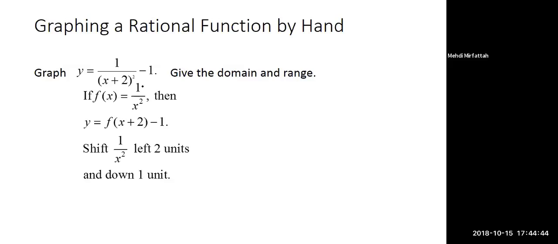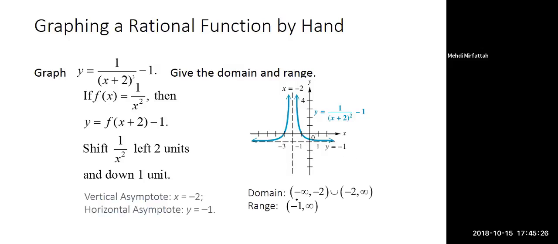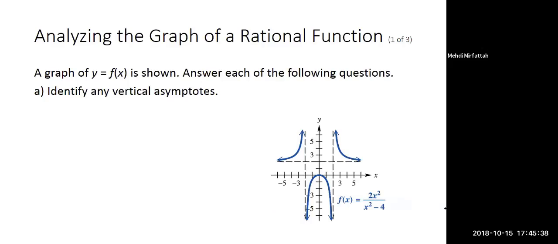The graph of y is equal to 1 over x squared is shifted to the left 2 units because here we have x minus minus 2. So shifting to the left 2 units. And then this is minus 1. You're going to shift down 1 unit. So as you can see, the same graph shifted. And the asymptotes now would be x equal to minus 2 and y is equal to minus 1. These are your vertical and horizontal asymptotes. And the domain would be from negative infinity to negative 2, negative 2 to infinity, and the range would be negative 1 to infinity.